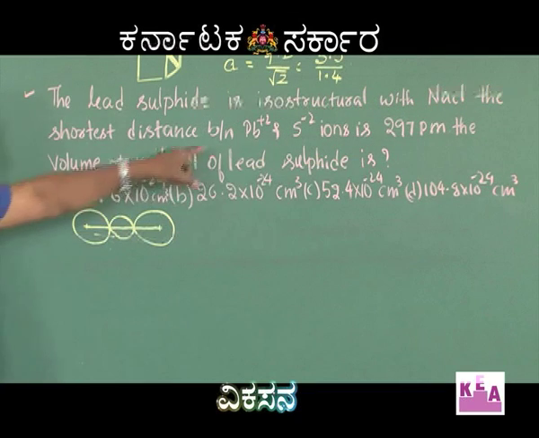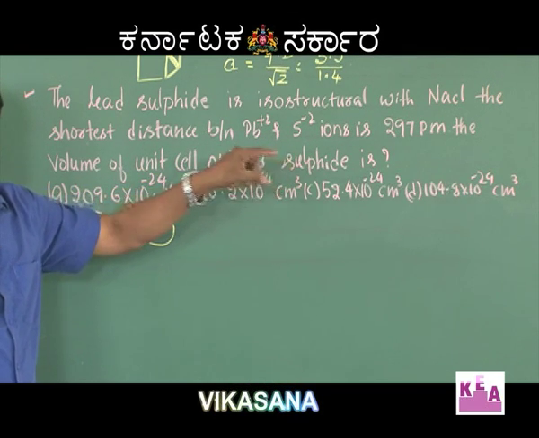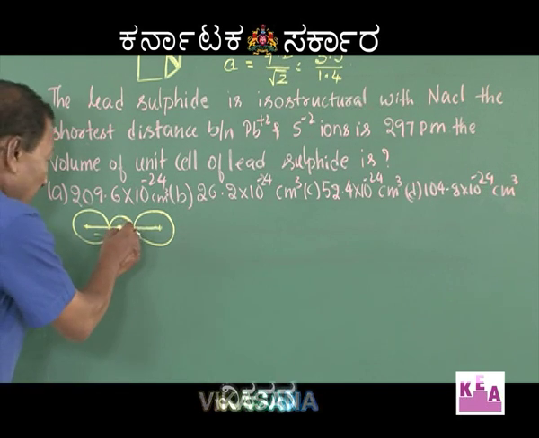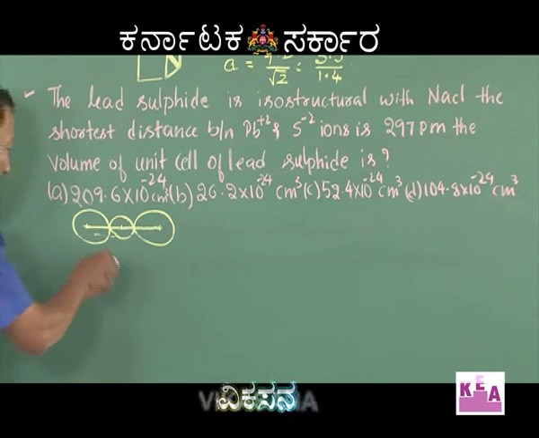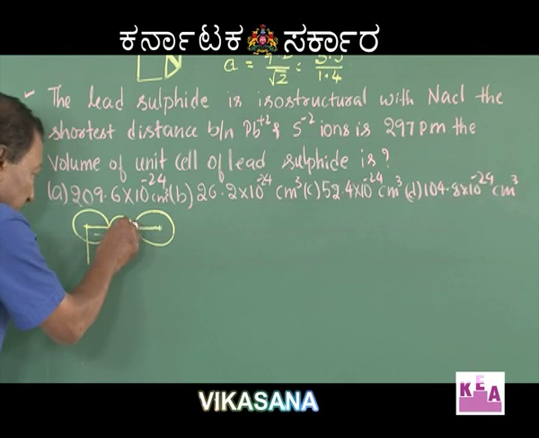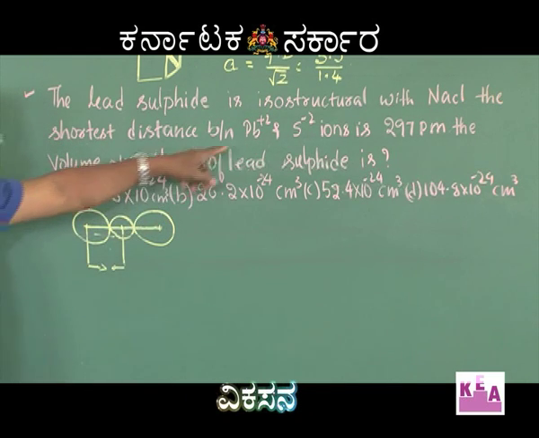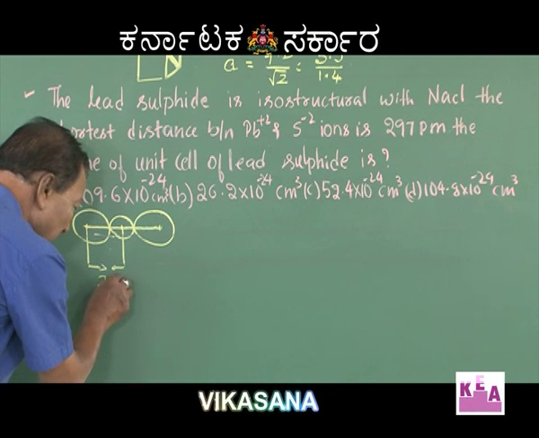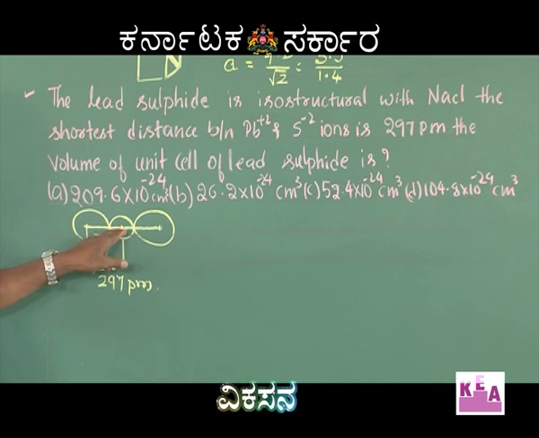The supplied information is the shortest distance between the Pb plus 2 and S minus 2, that means the positive and negative ions. It is the positive ion at the center and the negative ion on either side. The shortest distance, we get it here. And this shortest distance is 297 picometer in lead sulfide between the Pb plus 2 and S minus 2.